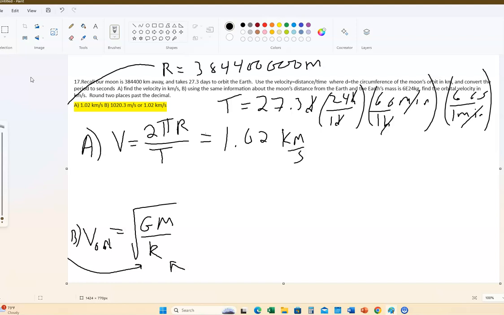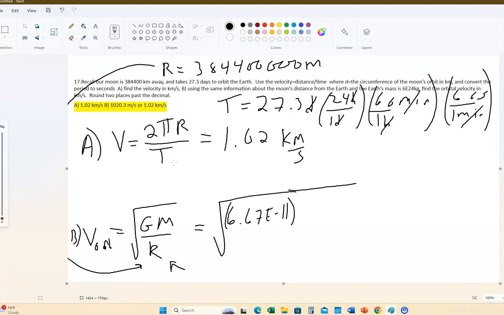All right. So we're about to prove that this orbital equation in part B gives us the same answer. So now we just have to put the numbers in. It's the square root of big G, which is 6.67 times 10 to the minus 11th, times the mass of our wonderful planet Earth. Which, did I give that to you?